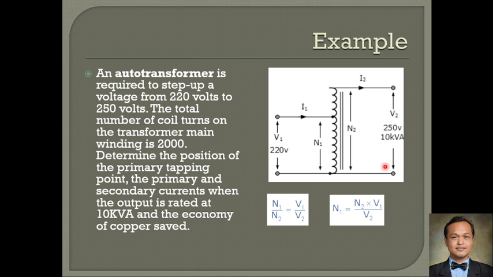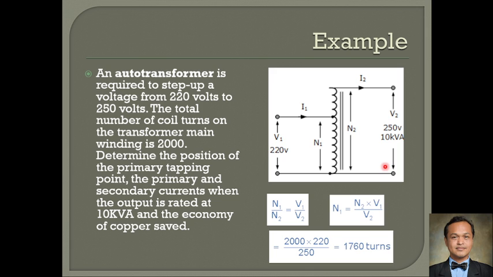So N2 is 2000, which is the bigger number of turns, times 220 over 250. So that is equal to 1760 turns. Therefore, the point at which the connection should be made is at around 1760 turns, so that we can meet the 220 volt to 250 volt step up transformer setting.